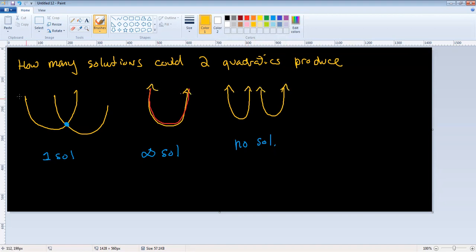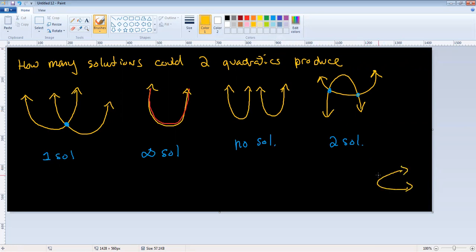Why is it no solution? Are they intersecting each other at any point? Nope. If they're not intersecting each other, then it's a no solution. What if we had something like this? We would have one solution, another solution, two solutions. And of course, you could probably have some quadratic on its side. I guess you could do something like this.